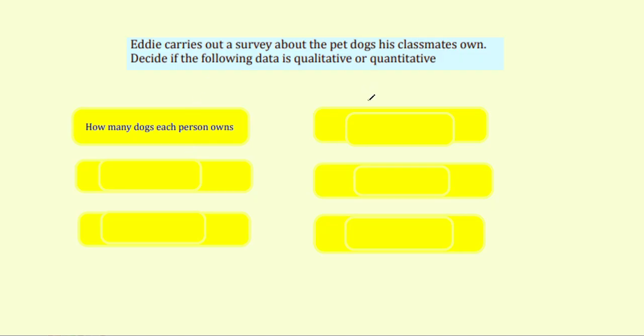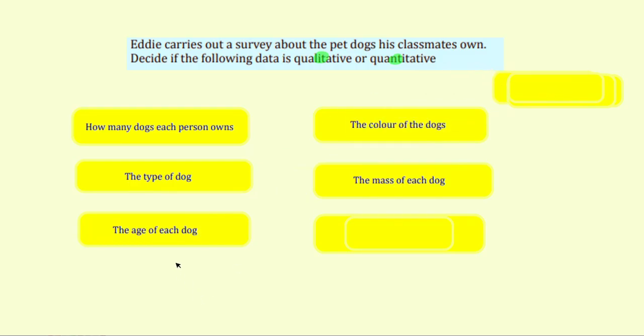You test yourself. Eddie carries out a survey about the pet dogs his classmates own. Decide if the following data is quantitative data, numerical, or qualitative, worded data. So how many dogs each person owns? Numerical, it's going to be a number. Quantitative. The colour of the dogs. You've got it, qualitative. The type of dog. Qualitative. The mass of each dog. Quantitative. The age of a dog. A number. Quantitative.